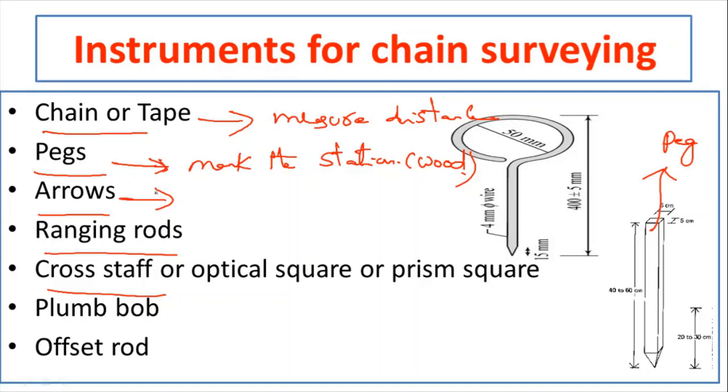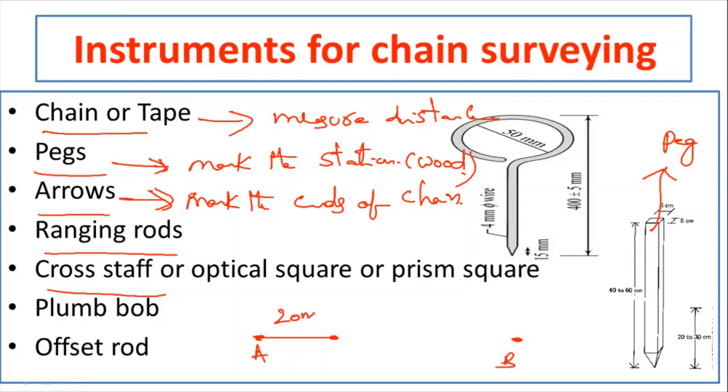One is arrows. The purpose of arrows is to mark the ends of the chain. Suppose you are measuring the distance between 2 points A and B here. First you have placed your chain here, and this may come up to 20 meters. Wherever the chain ends, there you have to keep the arrow.